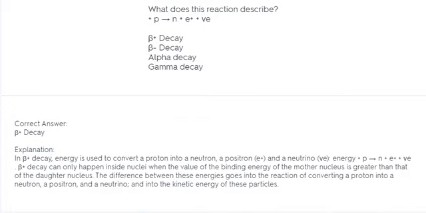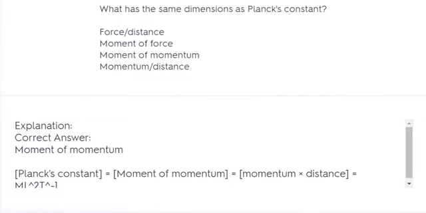What does this reaction describe? Plus p yields n plus e plus, decay. Beta plus decay, alpha decay, gamma decay. What has the same dimensions as Planck's constant? Force times distance, moment of force, moment of momentum, momentum times distance. Explanation. Correct answer: moment of momentum. Planck's constant equals moment of momentum times distance equals M L squared T to the minus 1.